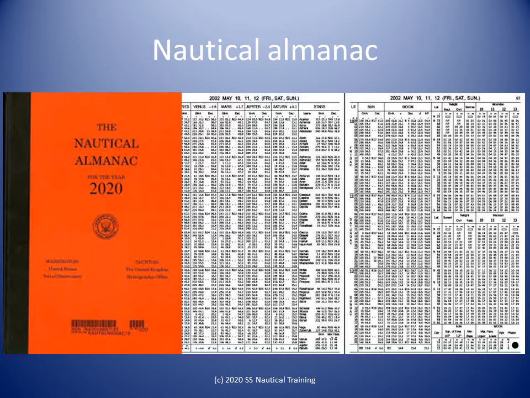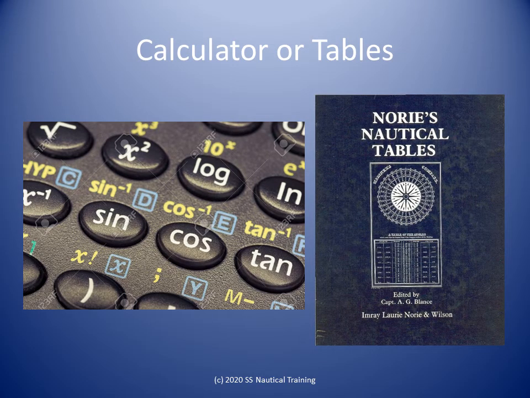The GHA and the declination of the body, for the day and time, are extracted from the nautical almanac. The longitude is applied to the corrected Greenwich hour angle to obtain the local hour angle. The information required for the calculator or the nautical tables is the same. From the observation, we use the DR latitude, and from the nautical almanac, we use the LHA and declination.